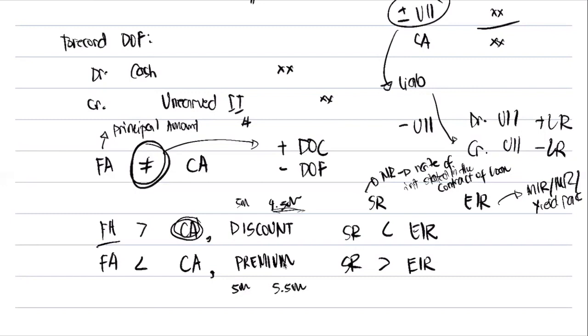So if there is a discount, stated rate is lesser than your effective interest rate. If there is a premium, stated rate is greater than your effective interest rate. So why is it important to know the relationship between the stated rate and effective interest rate? Guys, since we need to add your direct origination cost, we deduct your direct origination fees. Therefore, we cannot amortize using the stated rate or the nominal rate. What we need to use now is the effective interest rate. Therefore, guys, you need to determine the relationship for you to properly compute the effective interest rate.